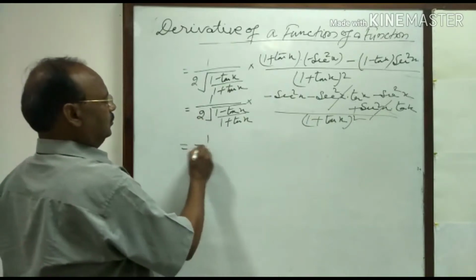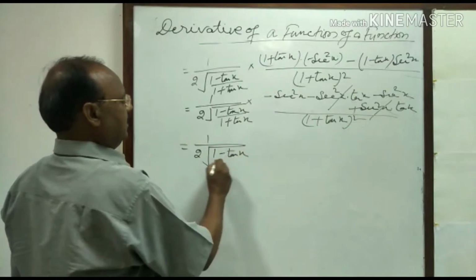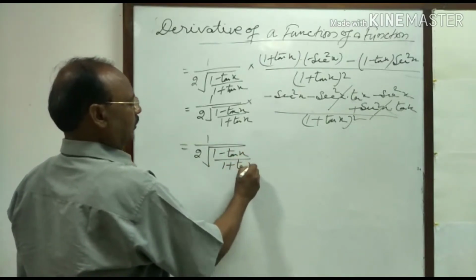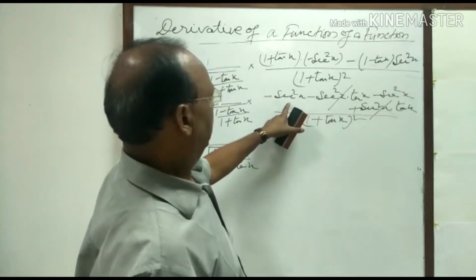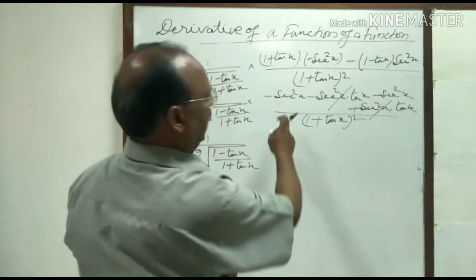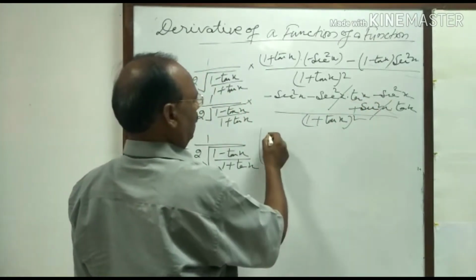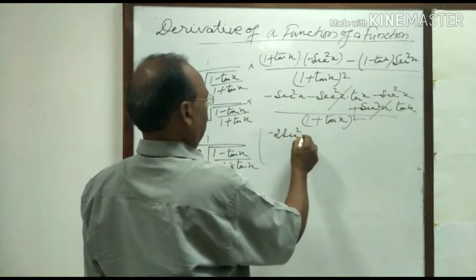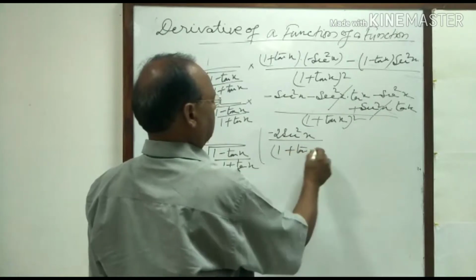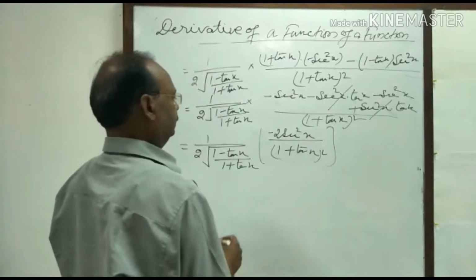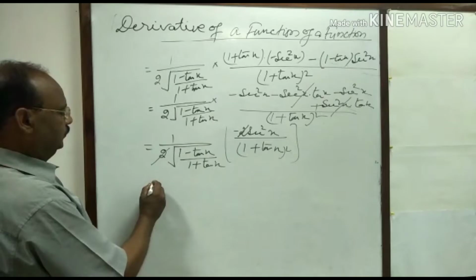So this is equal to 1 by 2 times root over (1 minus tan x) upon (1 plus tan x), and here you will get minus sec square x, and minus sec square x minus 2 sec square x upon (1 plus tan x) whole square. This 2 will be cancelled out.